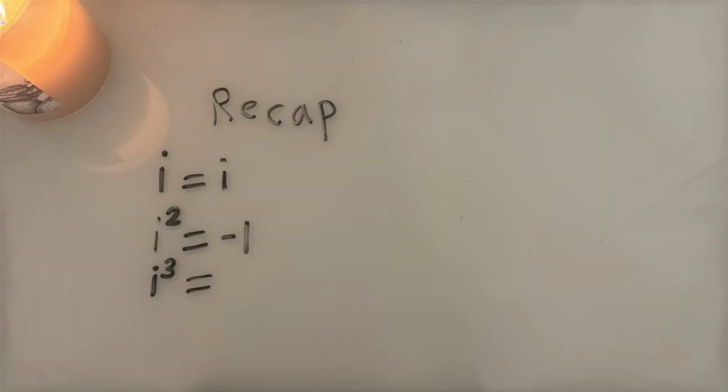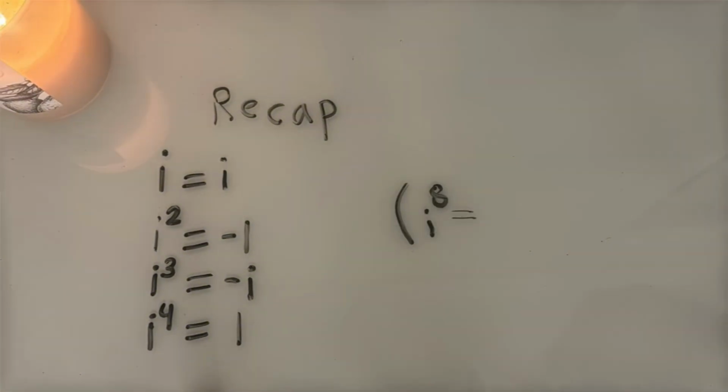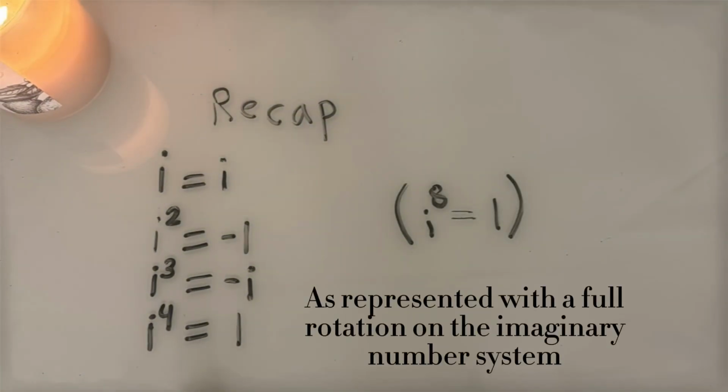And for our final recap, you can go ahead and look at the i's and their powers. Remember, geometrically, these go in a full circle, meaning that you actually have recurring values for i to different powers.